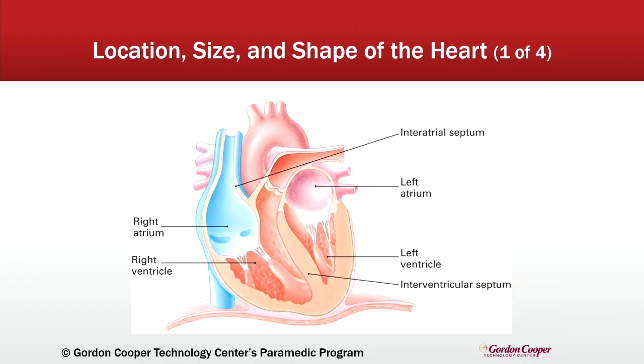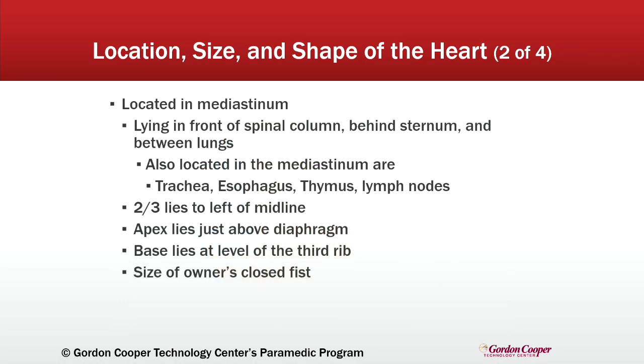So here's what we're talking about. We see the right atrium and the right ventricle and the interatrial septum, and then the left atrium and the left ventricle. And that's pretty much what we've been talking about. Now, let's talk about where it's situated: the location, size, and shape of the heart. Let's talk about where the heart sits in the body.